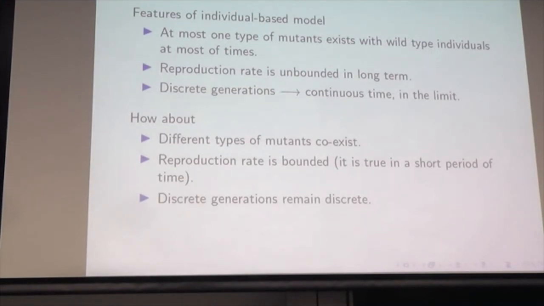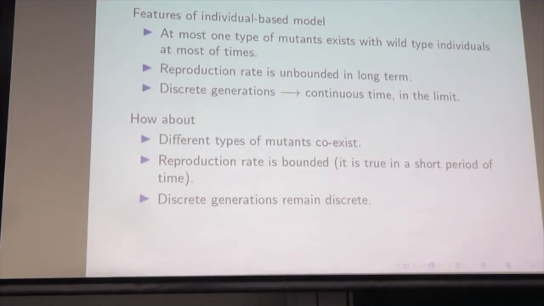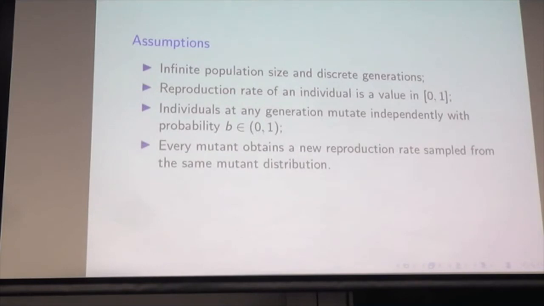So what I want to do is allow different types of mutants to coexist, with the reproduction rate bounded, like the hyperbolic model proposed in the biology paper. I also want the discrete generations to stay discrete. To that purpose, I assume we have an infinite population size and the generations are discrete. The reproduction rate of an individual is a value in a finite interval, but for convenience I fix it as [0, 1].